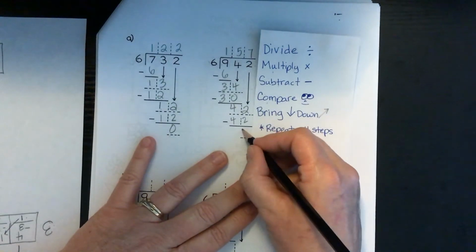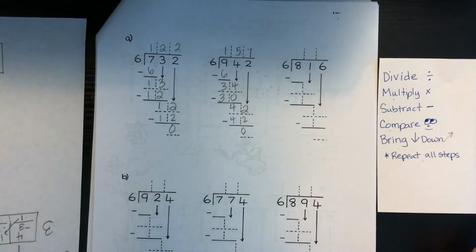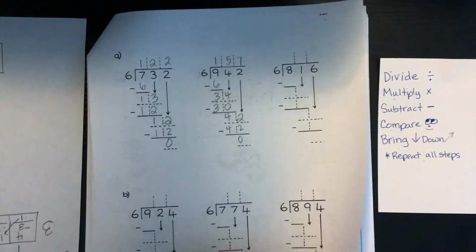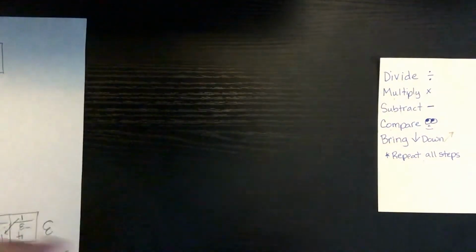Can't get any closer. Subtract. Obviously, it's less than my divisor. Good. Okay, so that's page 18. What we're going to do now is flip to page 19 and do a couple of those problems. So flip on over.